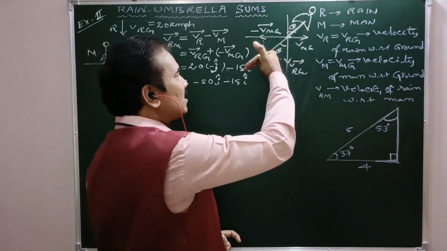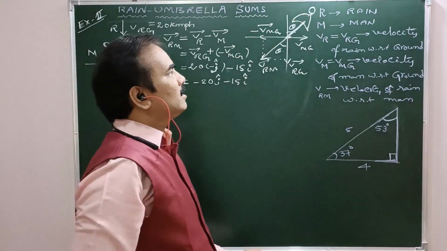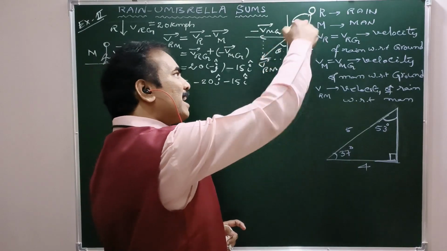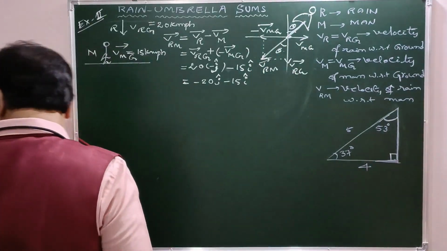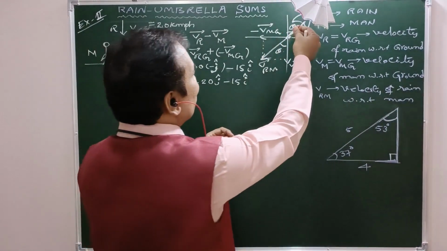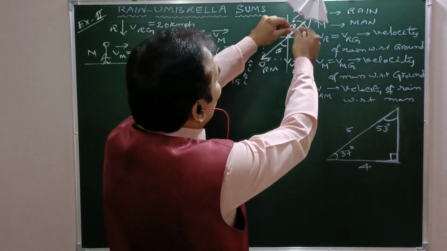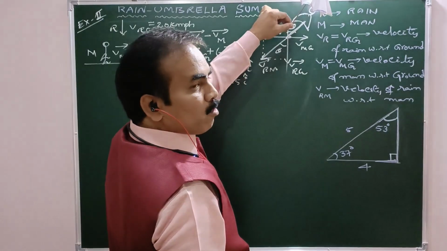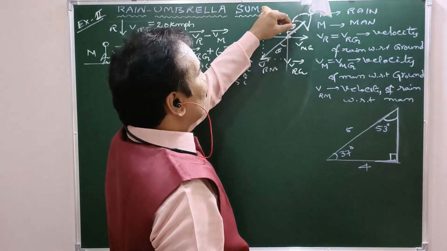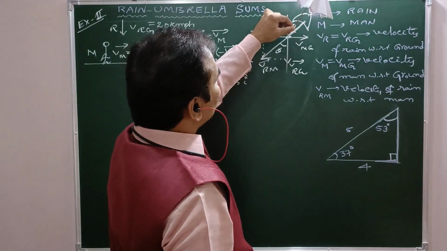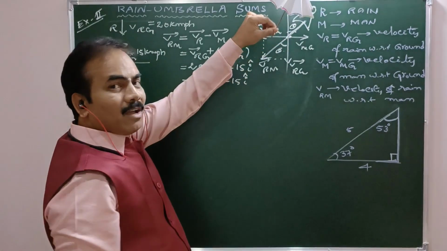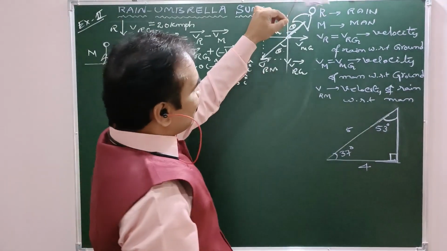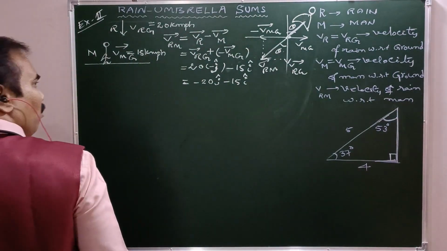Why? Because VRM is in the third quadrant. The umbrella is also positioned along the same line but opposite to VRM. See, this is the proper position of the umbrella to be held, to protect himself from the rain. Okay, this is the correct position while walking with 15 km/h on a horizontal road, for a given velocity of rain with respect to ground of 20 km/h. Okay. What is the direction?